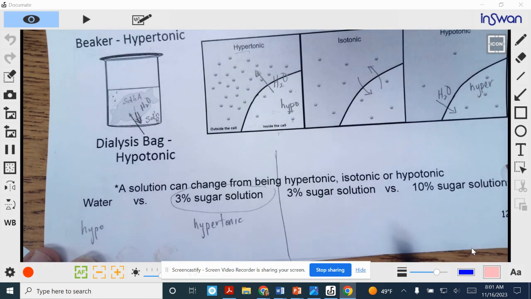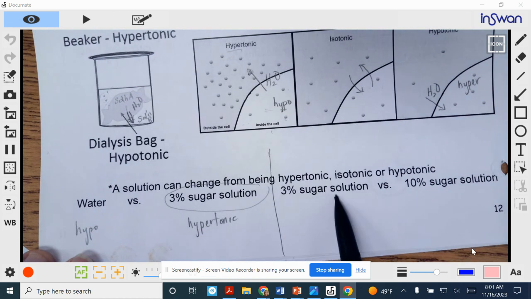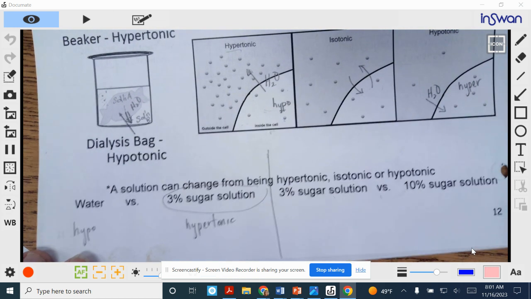Now, new scenario, I'm going to take that 3% sugar solution and I'm going to compare it to a 10% sugar solution.